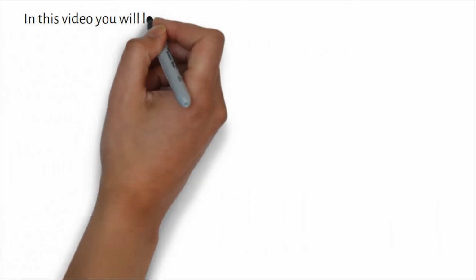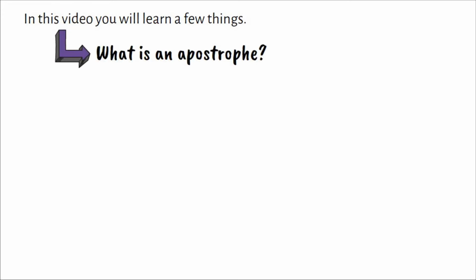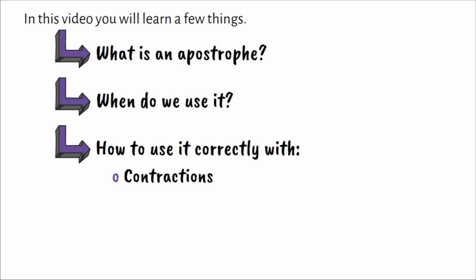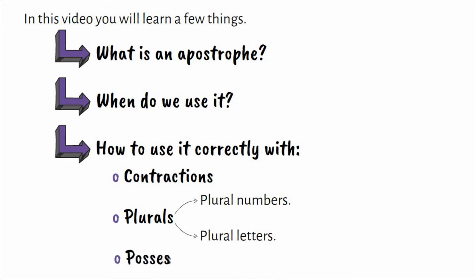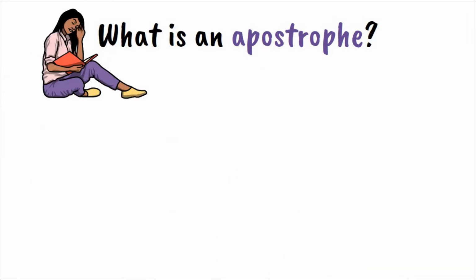Okay, let's go. In this video, you will learn a few things. What is an apostrophe? When do we use it? And how to use it correctly with contractions, plurals, and within plurals we have plural numbers, plural letters, and possessions. Okay, let's start. What is an apostrophe?